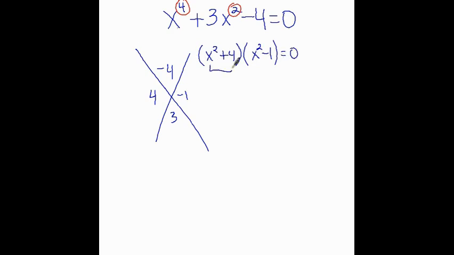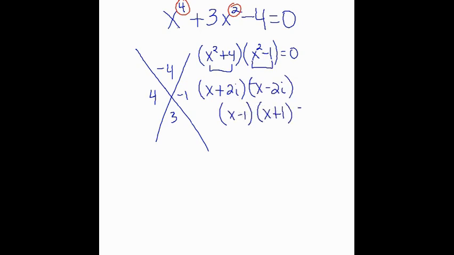Now we have a sum of squares, so I'll go ahead and use the complex way of factoring that out. So that'd be x plus 2i and x minus 2i, and then I've got a difference of squares here, so that's x minus 1 times x plus 1 equals 0. So here are all 4 of my factors. I'll go ahead and set each of these equal to 0 and solve them. I get x equals plus or minus 2i and plus or minus 1 as my solution.